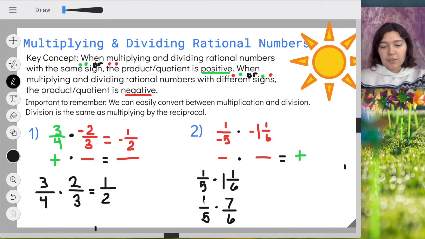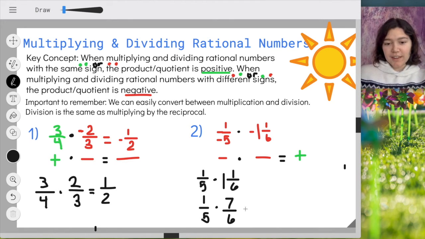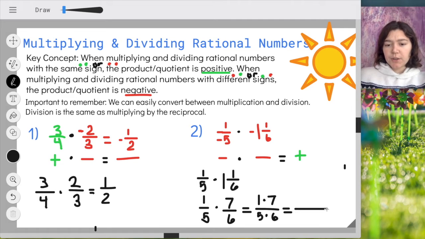Alright, so now you should know what to do from here. I have 1/5 times 7/6. We will just multiply straight across. So for my numerators, I have 1 times 7. And for my denominator, I have 5 times 6. Okay, so figure out for me, what do we get then when we do 1 times 7 divided by 5 times 6, keeping it in fraction form?